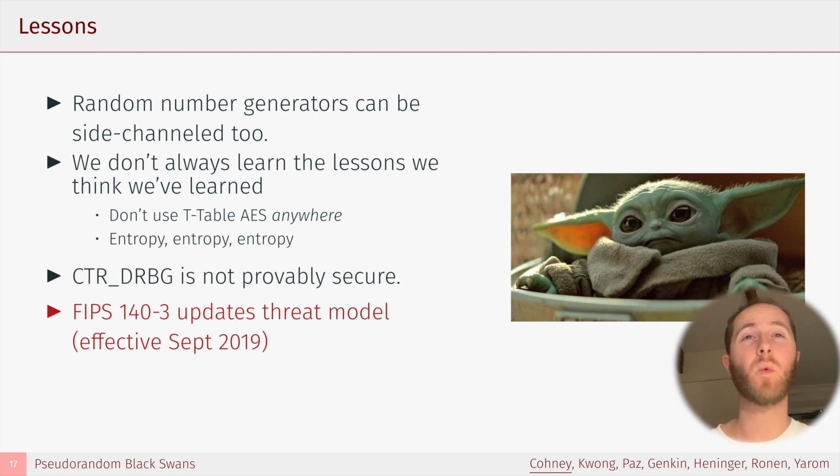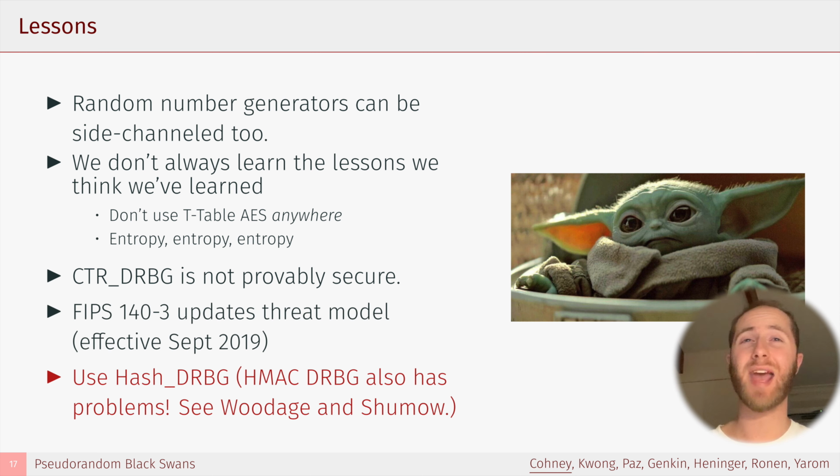Finally, when choosing what random number generator to use, if you are going to choose something from SP 800-90A, use Hash-DRBG. It turns out that HMAC-DRBG also has some similarly subtle problems.